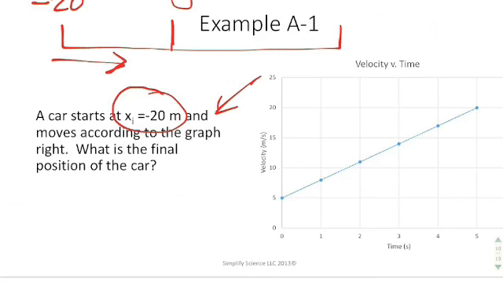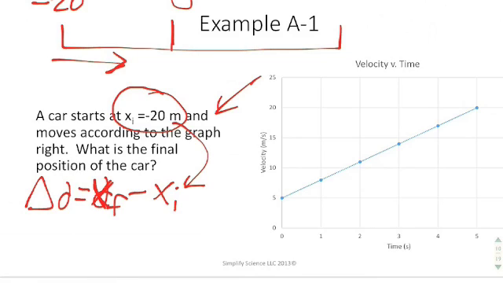It says, what is the final position of the car? Remember, position is related to displacement. In fact, displacement is your final position minus your initial position. So if I have an initial position and I can find my displacement, that would allow me to calculate my final position. So really what we need to do here is calculate what our displacement is going to be in this particular case.